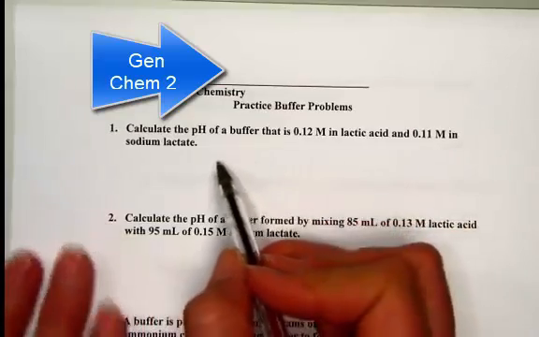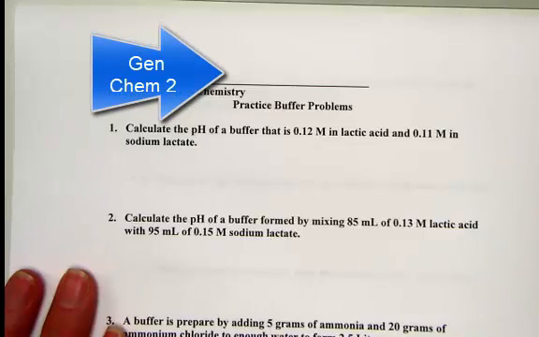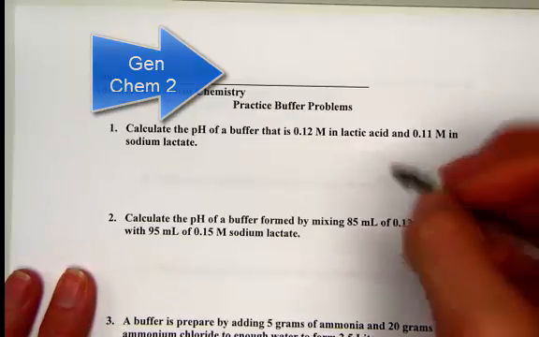Let's begin by having our practice buffer problems in front of us. We'll need a calculator and our Appendix D as the tools that we'll use to calculate buffered systems. Appendix D will help us find the Ka values to use in the Henderson-Hasselbalch equation.